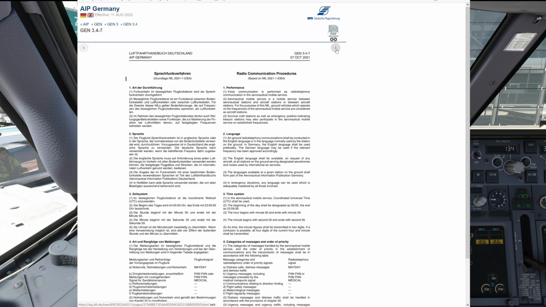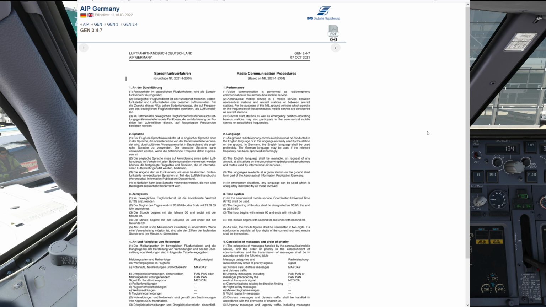Now, if we click ourselves through the different pages over here, we're going to find some basic information, like, for example, the English language shall be available on request of any aircraft at all stations on the ground servicing designated aerodromes and routes used by international air services. Now, that applies to VATSIM as well. Wherever you are, English language is the basic that has to be used.